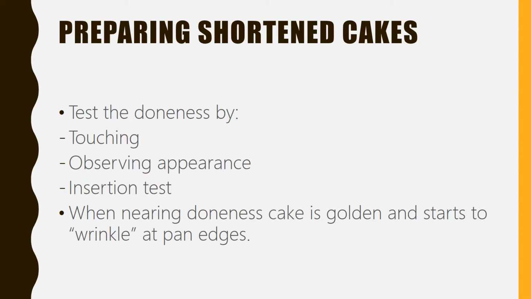When the cake is coming to completion, there are several ways to test for it to be done. You can touch it or observe the appearance. The appearance will be that the cake is golden and starts to wrinkle at the pan edges, or you can do an insertion test, which is usually done with a toothpick or a fork.